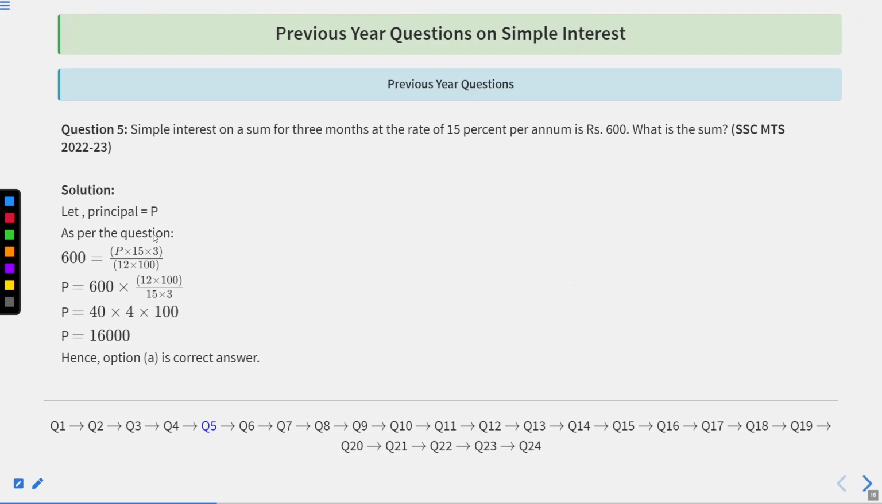Let the principal be P. As per the question, 600 is equal to P times 15 times 3 upon 12 into 100. When you rearrange this equation, P will be equal to 600 into 12 into 100 upon 15 into 3. So P will be equal to 16,000. So the correct option here is option A.